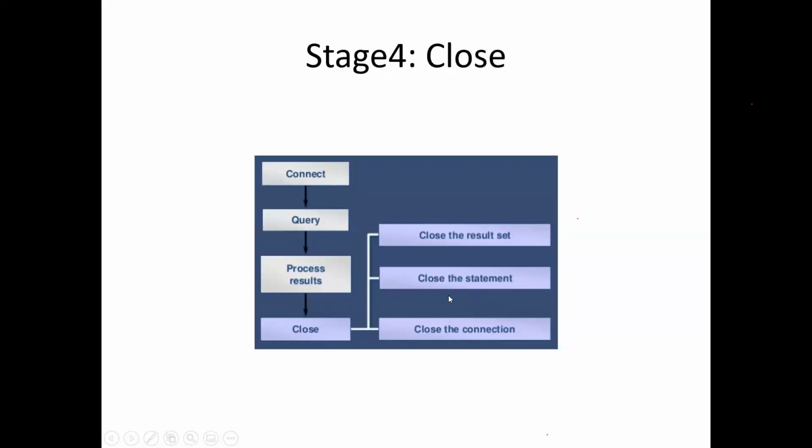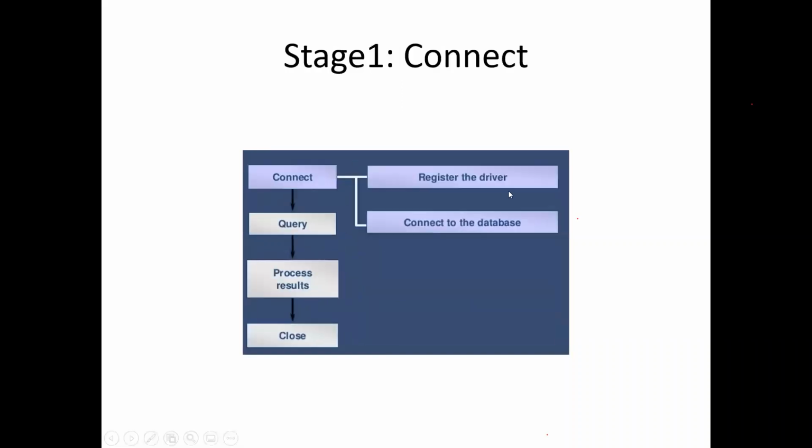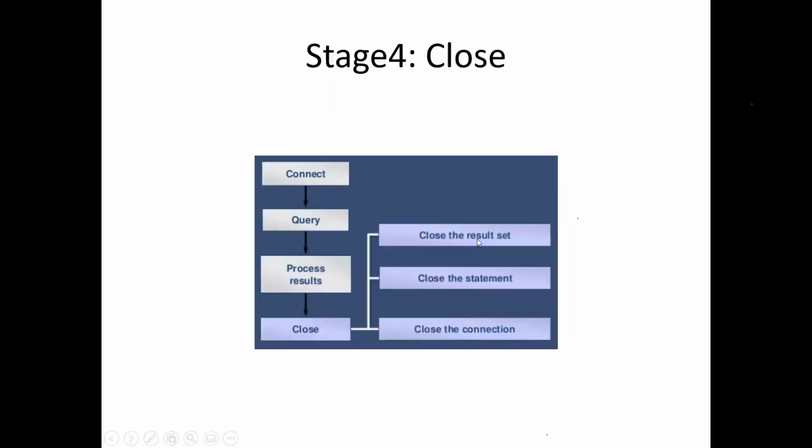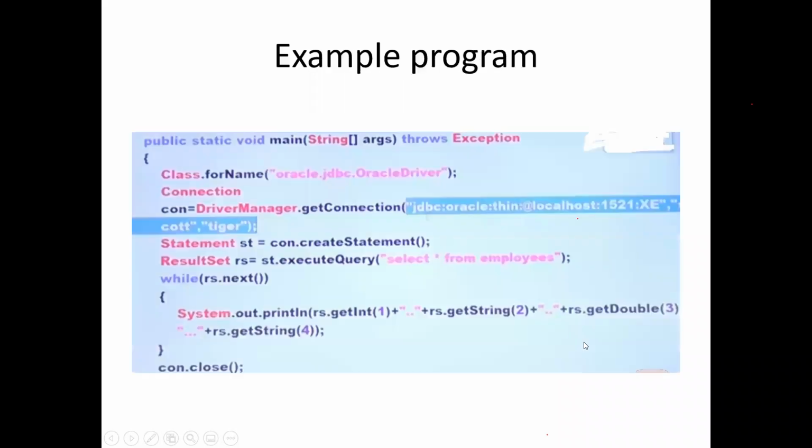Now finally we will close the connection, whatever we opened. First we registered with the driver, so now our aim is to close the driver. Next we connected to the database, so now our aim is to close the connections, whatever we opened at the time of communication. Finally we will close all of them: close the result set, close the statement, close the connection. This is the step-by-step process.